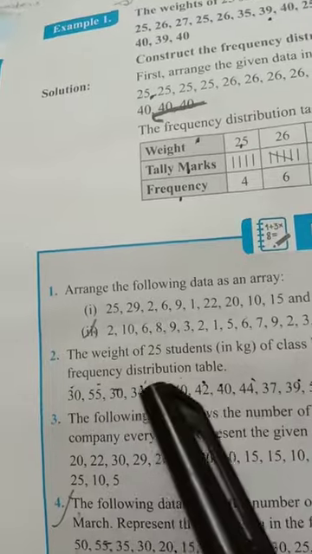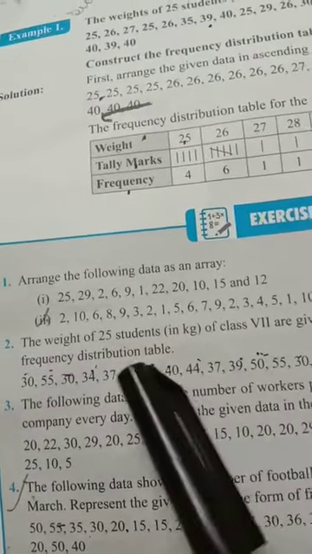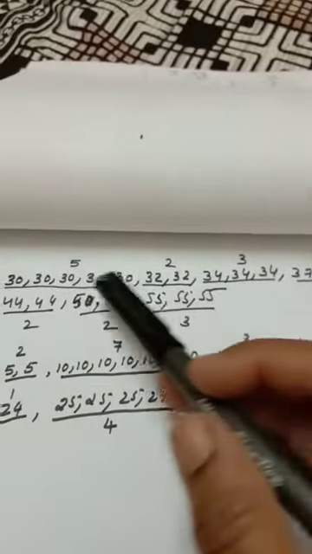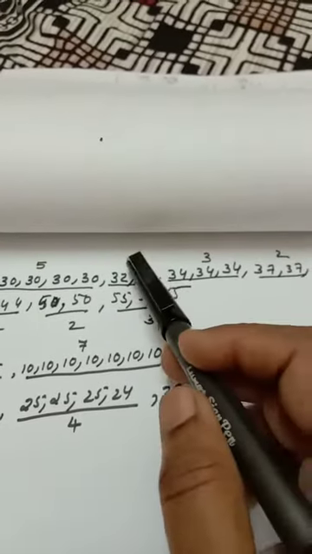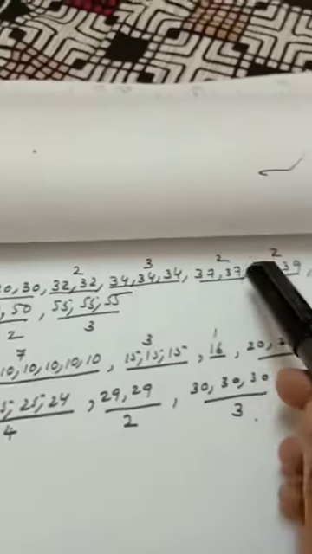So first you have to arrange this data in ascending order. That is easy for the tabulation. Arranging this data like this, from smallest number to greatest number: 30, 5 children; 32, 2. This is the frequency, I have written it above. 34, 3 times; 37, 2 times. I arranged it like this.